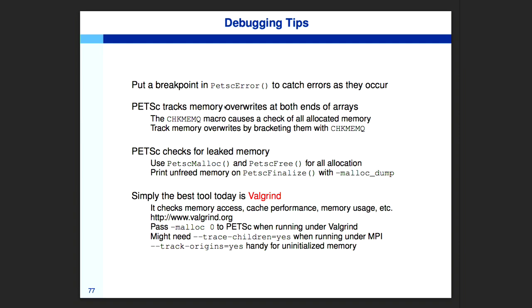PETSc also has a lot of error checks all over the code, so that many times when there's an error within the library, the PETSc error handler is called. Usually that's handled by the function PetscError. So if you're running code in a debugger, you would just put a breakpoint in the PetscError routine, and then you would see where exactly the error happened. If not, PetscError is used to print a stack trace on the screen so that you get an idea of where exactly the error happened.